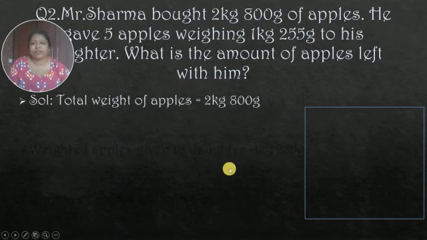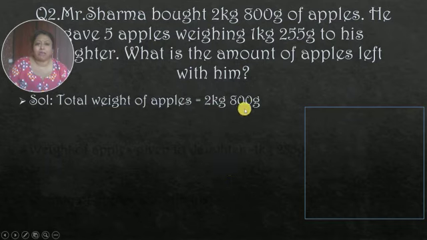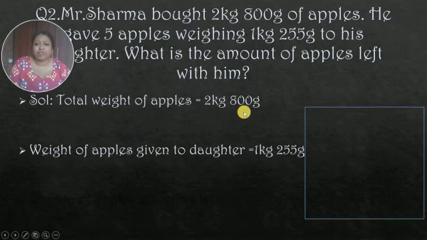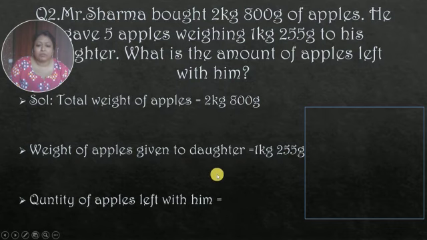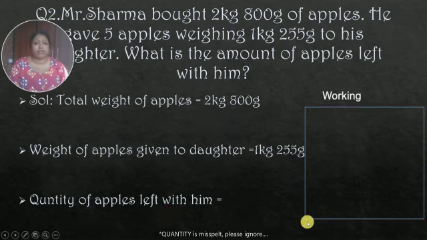So first we write total weight of apples. What was the amount of apples bought by him originally? Then we write what amount of apple he has given to his daughter. Weight of apples given to daughter is 1 kg 255 gram, and this is what we need to find out, quantity of apples left with him. So let's see how to do the working.